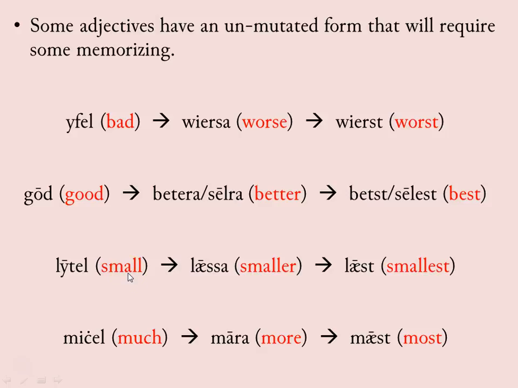Lȳtel, small. Læssa, smaller. Notice the double S is the S, not the Z sound. Læssa, because it's doubled. Læsest, smallest. Just elongate the ash, the long AE sound. Micel, much. Māra, more. Mǣst, most.